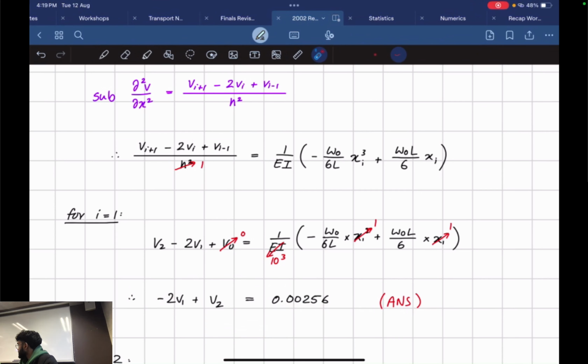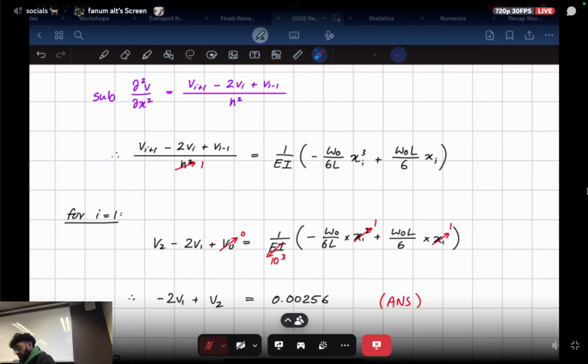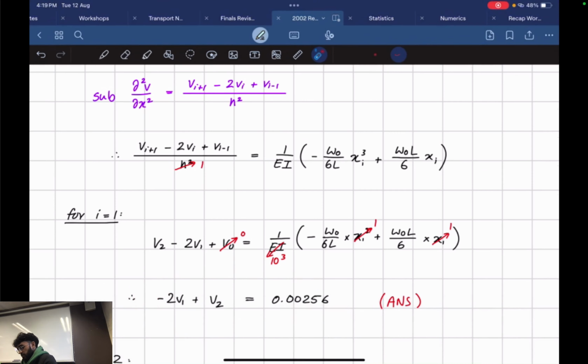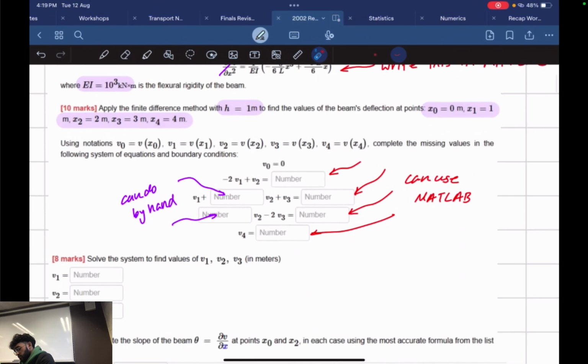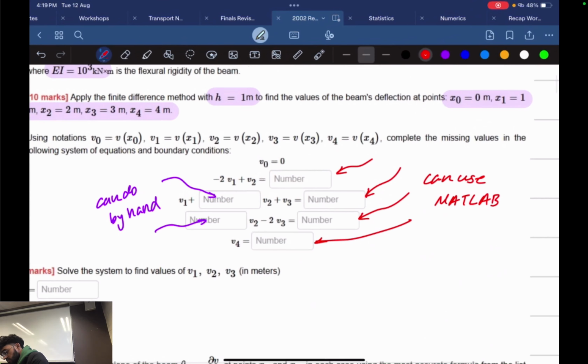Okay. So what do we learn from this? If we go back to our equations up here, we have minus 2v1 plus v2. We know what the value of this is now. It's going to be 0.00256. Wait, let me use a different color. 0.00256.